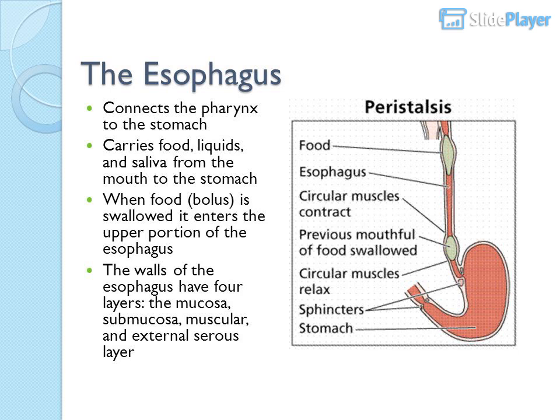The esophagus connects the pharynx to the stomach. It carries food, liquids, and saliva from the mouth to the stomach. When food, a bolus, is swallowed, it enters the upper portion of the esophagus. The walls of the esophagus have 4 layers: the mucosa, submucosa, muscular, and external serous layer.